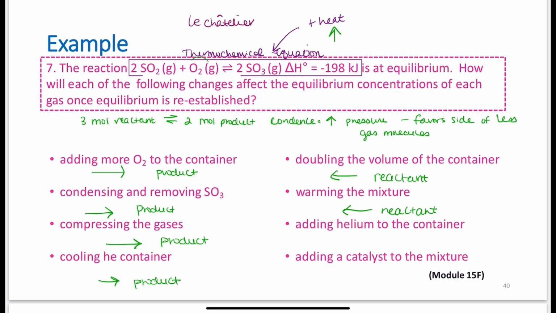Adding helium to the container, there's no helium in the reaction. Helium doesn't react with anything, so no effect because it is a non-competing gas. It won't affect the partial pressure of the individual species. And adding a catalyst to the mixture, again, no effect. Catalysts affect getting to your equilibrium, but I'm already there. It doesn't care once you're there. It doesn't need to get there anymore.